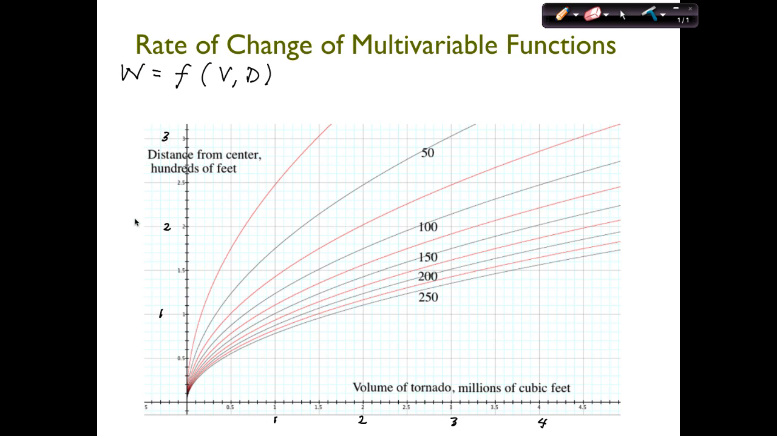Can you label the coordinate system? So this is the volume of the tornado in millions of cubic feet. And then this is the distance from the center in hundreds of feet. And then the contour lines give us the values of the dependent variable, which is the wind speed in miles per hour.